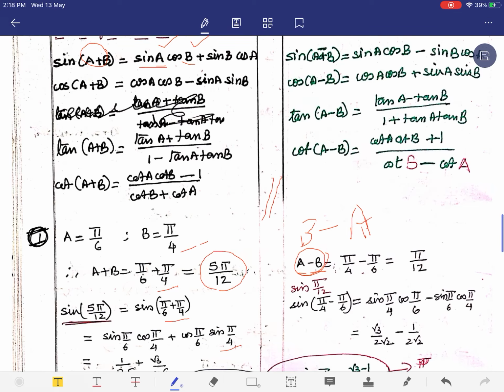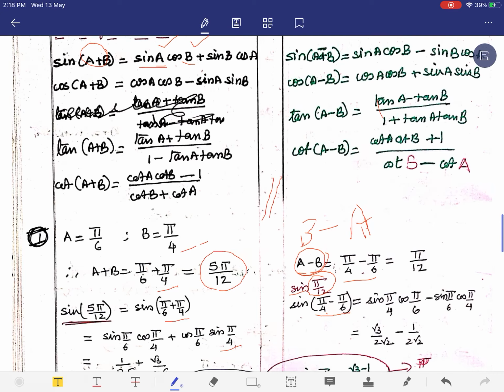So, for b minus a, what is the value of b minus a? It is pi on 12. We are finding the sine ratio for the angle pi on 12. So, we first rewrite pi on 12 as a difference of two angles, that is pi on 4 minus pi on 6. This is read as sine of b minus a.